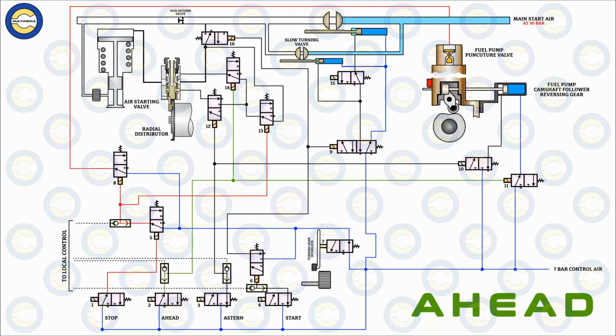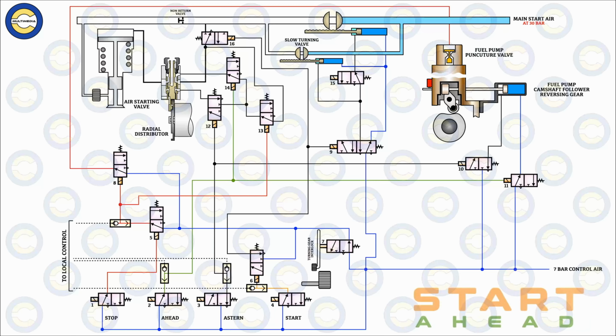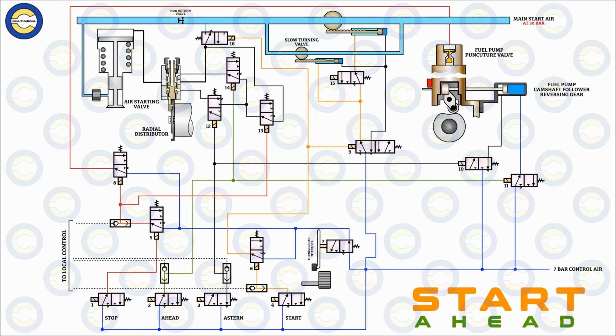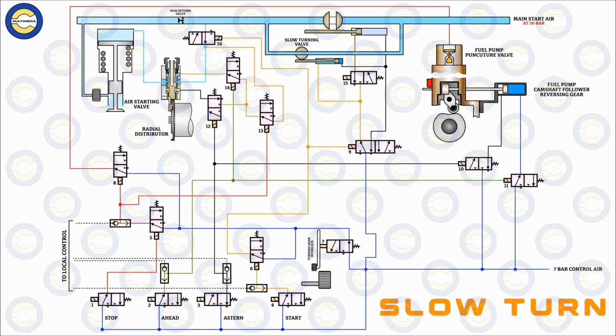After the setting of the ahead direction, when the lever is put into the start position, it will activate the solenoid valve 4. This will in turn operate the valve 6, which will then go and thereby operate the valve 9. This will allow air to operate the automatic valve. Also, it will operate the valve 16, which would then allow the main air into the starting air distributor. However, in a situation where the valve 15 is activated, it would only allow the operation of the slow turning system as a consequence of the triggering of the slow turning valve.